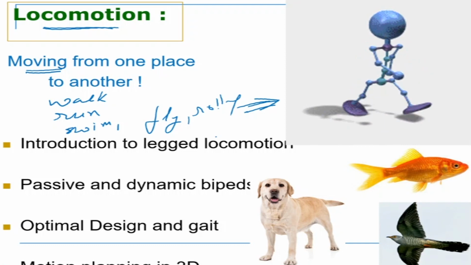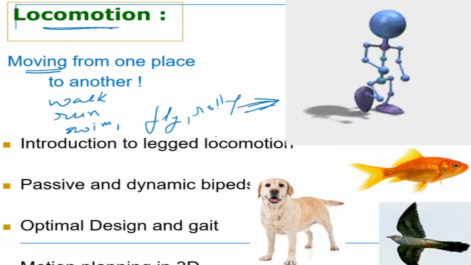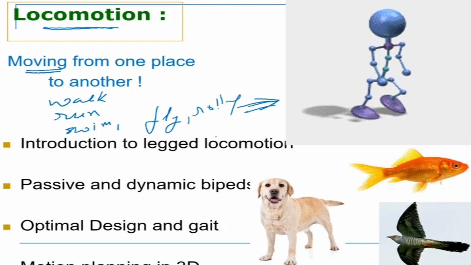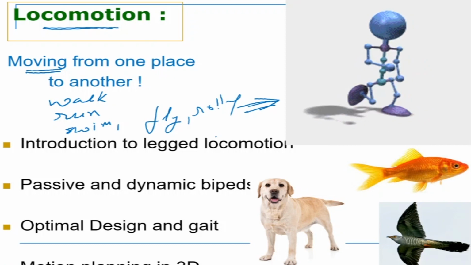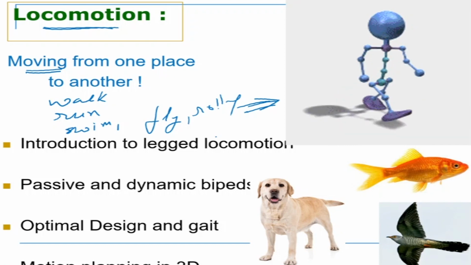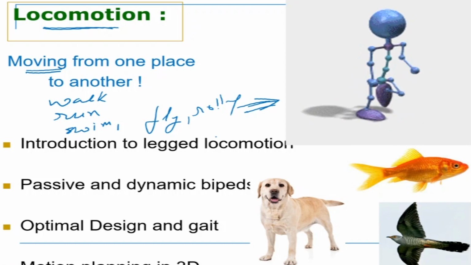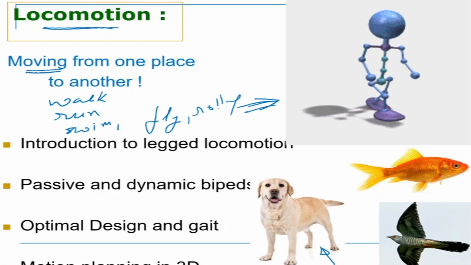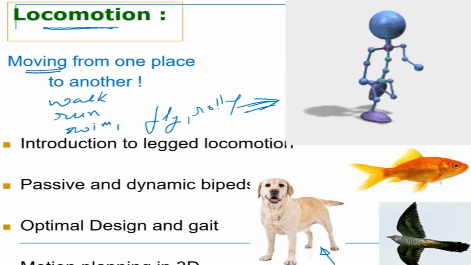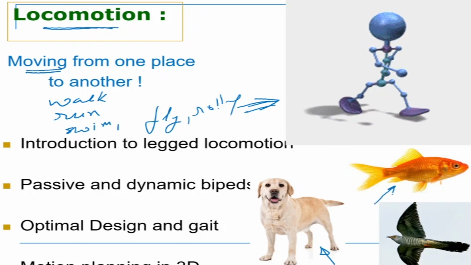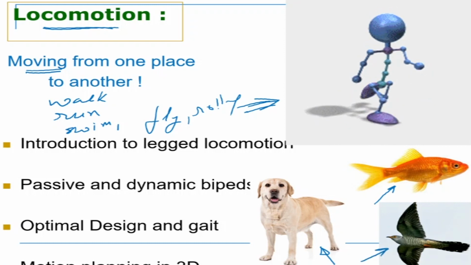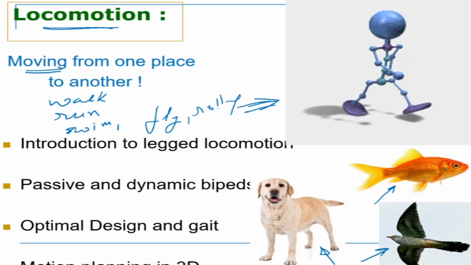Here we'll first look at an introduction to legged locomotion. We can talk about passive and dynamic systems, then optimal design and gait, and then a little bit of motion planning in 3D. These are all examples of locomotion. There's a dog which walks or runs on 4 legs. This is a fish which is swimming, also locomoting from one point to another. This is a bird which is also moving from one point to another by means of locomotion.